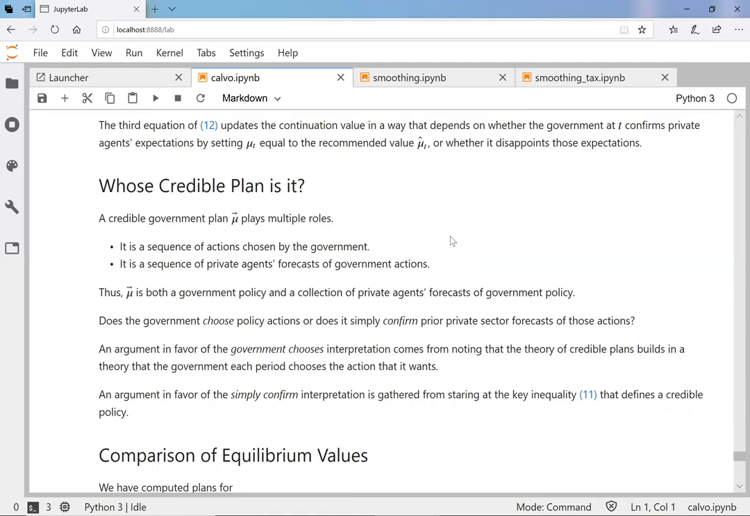And depending on what time you're living in or what country you're from, you might or might not find that argument attractive. Okay, so that's all I'm going to say about this. I think there's more quantity kind of lectures about this. In Lars Lundquist, in my book, Recursive Macro Theory, there's a number of chapters about credible plans.